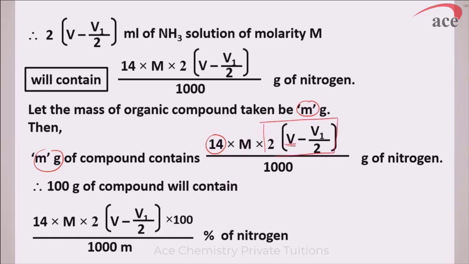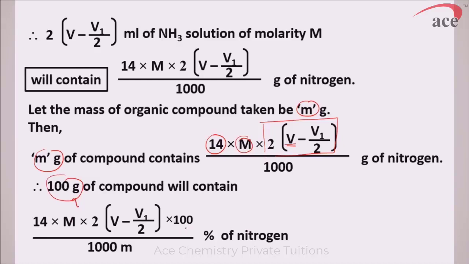V is the total volume of the acid, V1 by 2 is the volume of acid which is unused, and we divide by 1000. So for 100 grams, you just multiply this part by 100, and then you get the percentage of nitrogen.